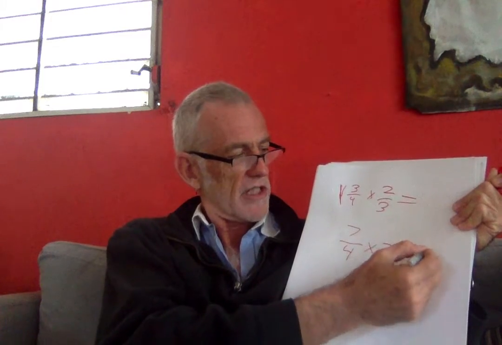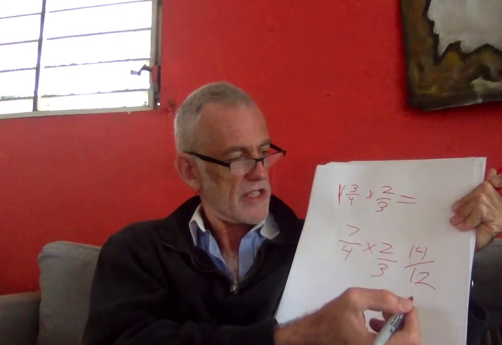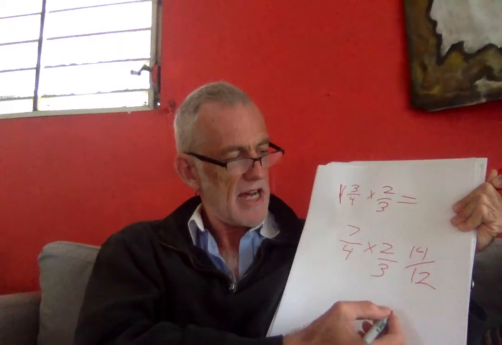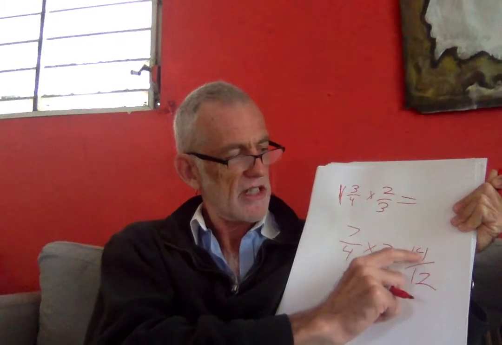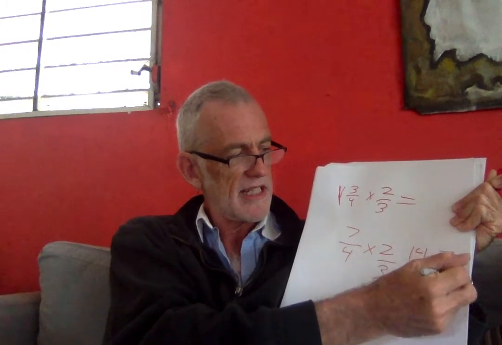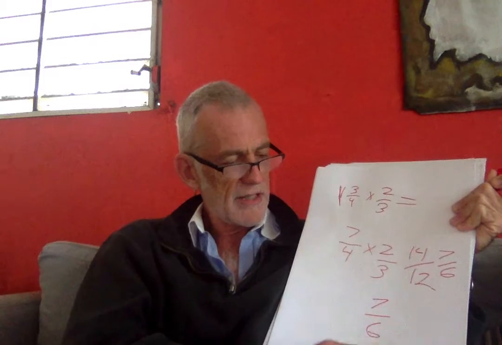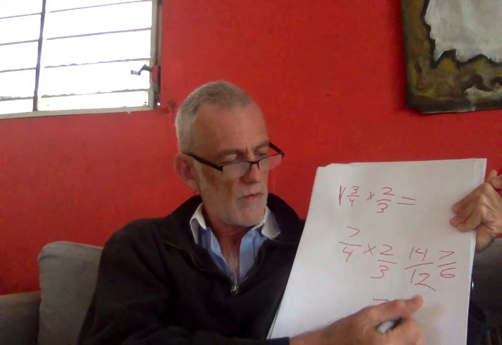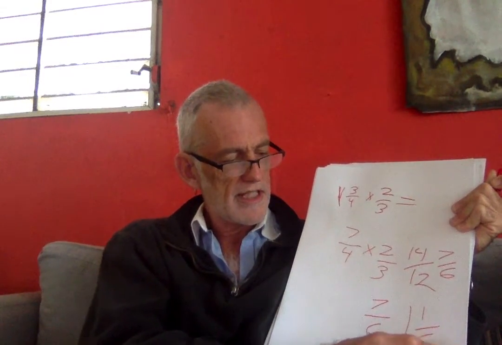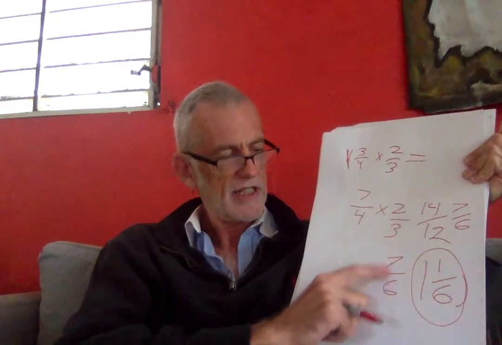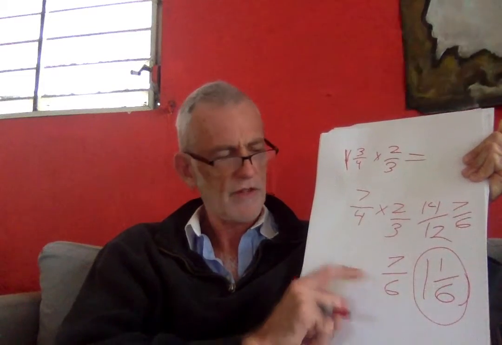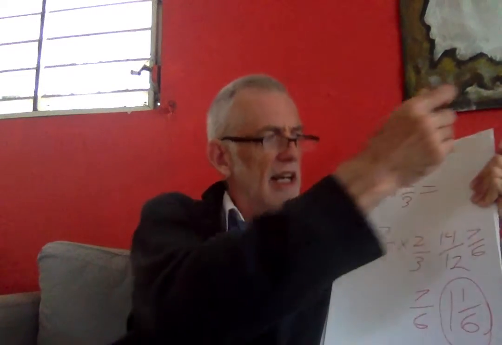You got 14/12. You have to simplify. Let's divide them both by 2. 7/6. We can simplify even further to 1 1/6. That is your answer. 6 goes in 7 one time. You have 1 left over. 1 1/6. He spent 1 1/6 hours. So he spent 1 hour and 10 minutes.